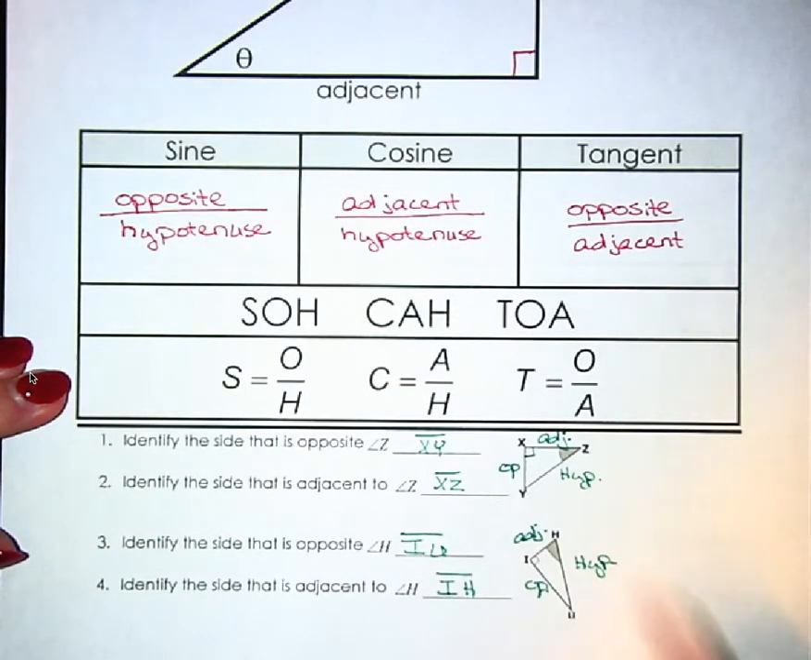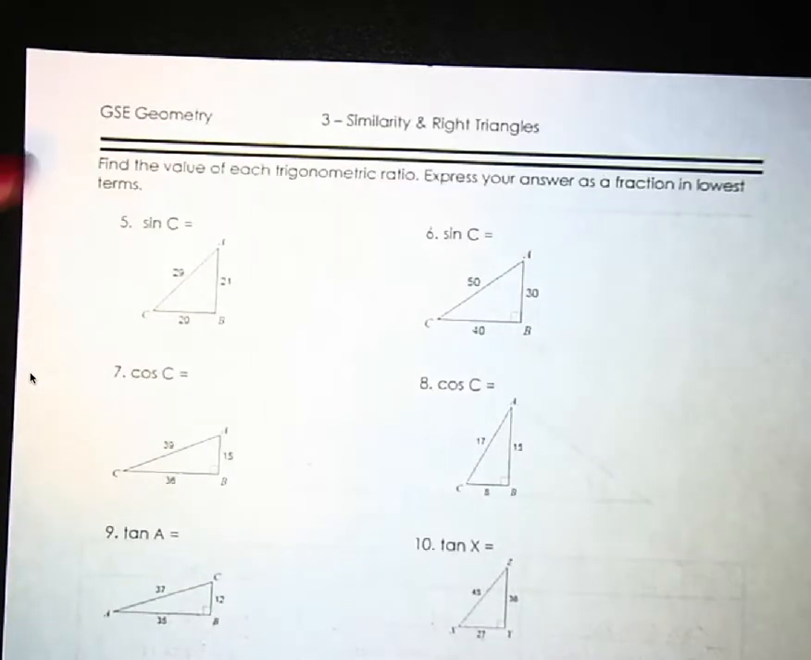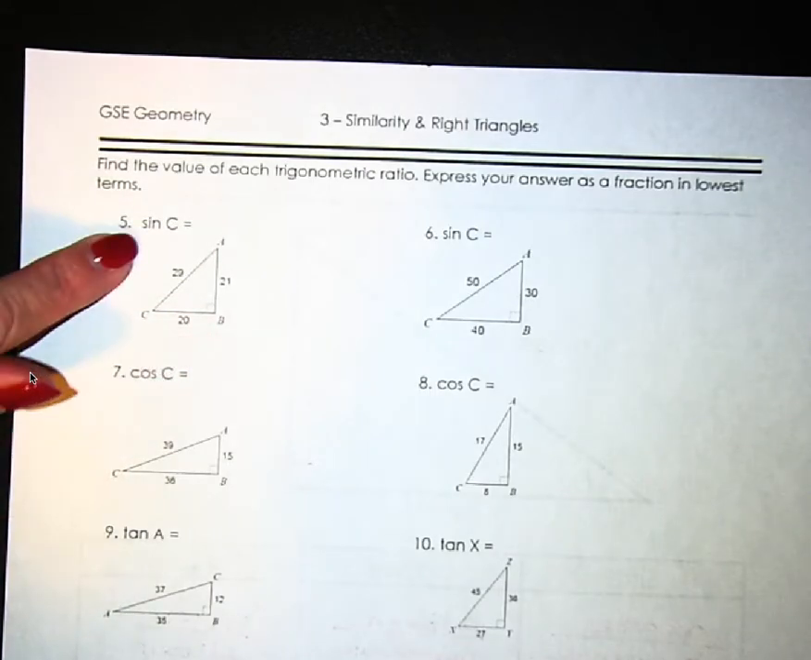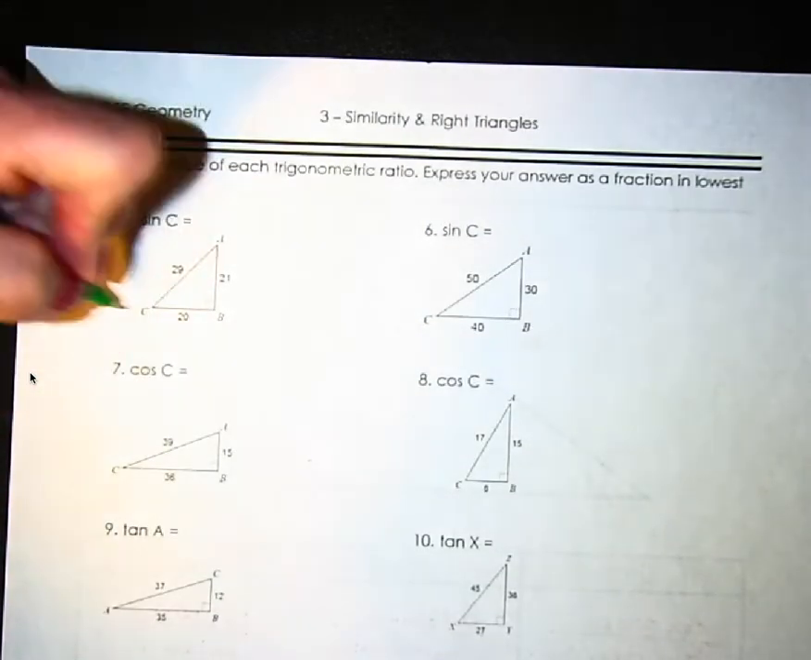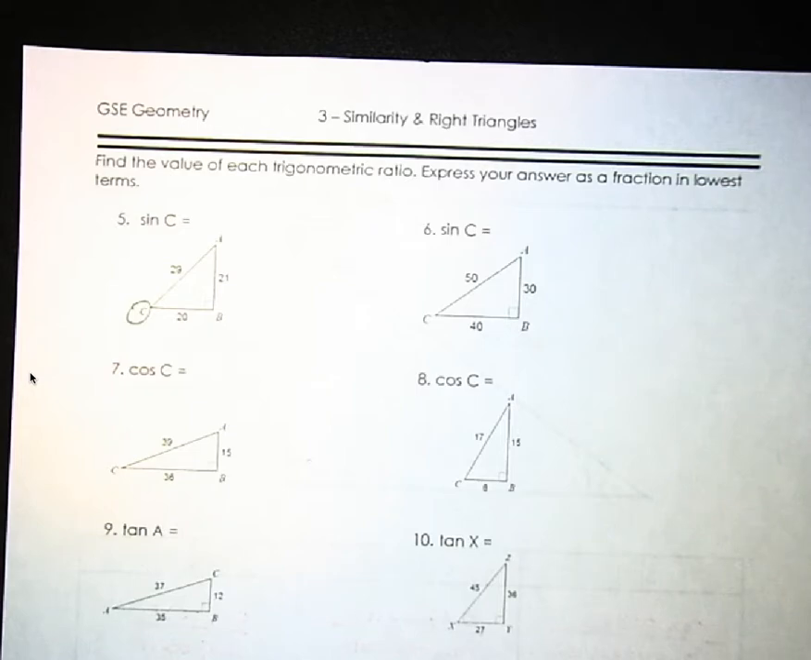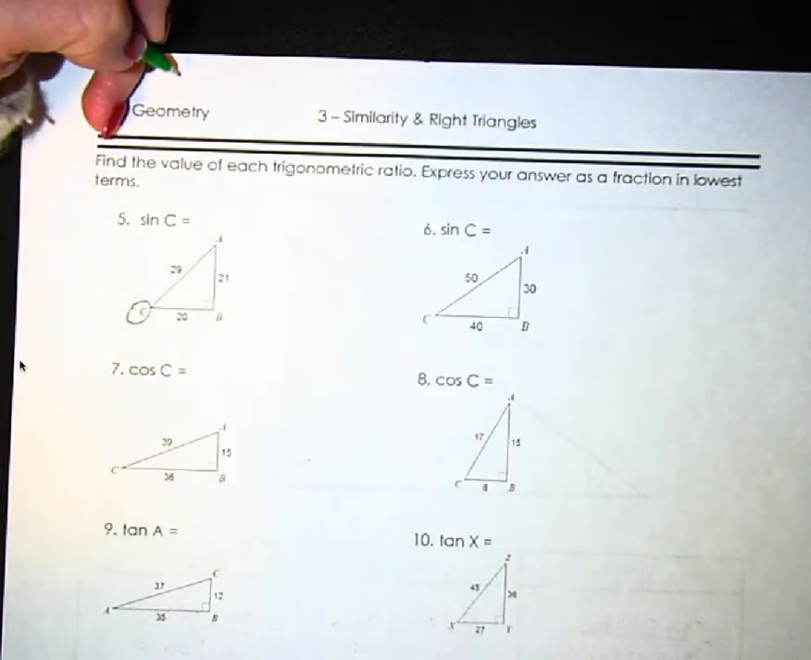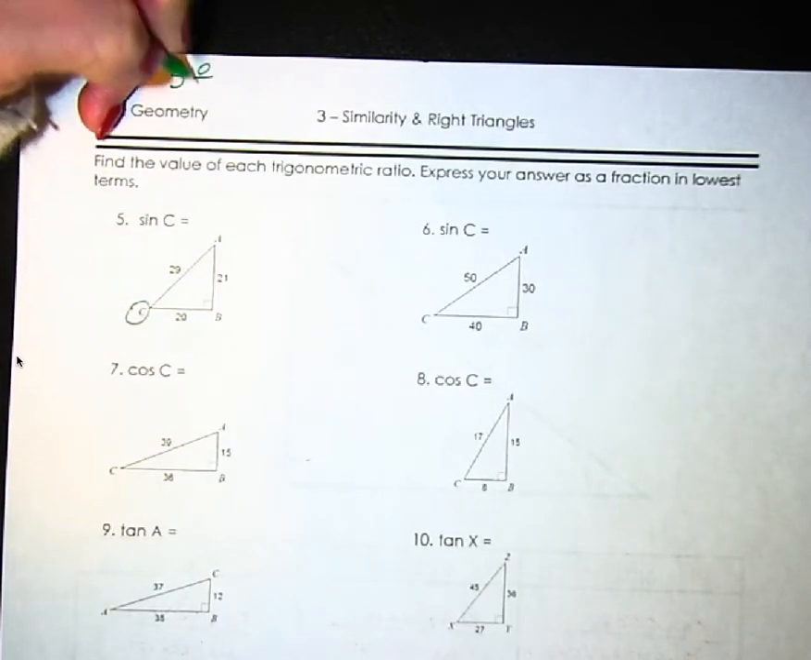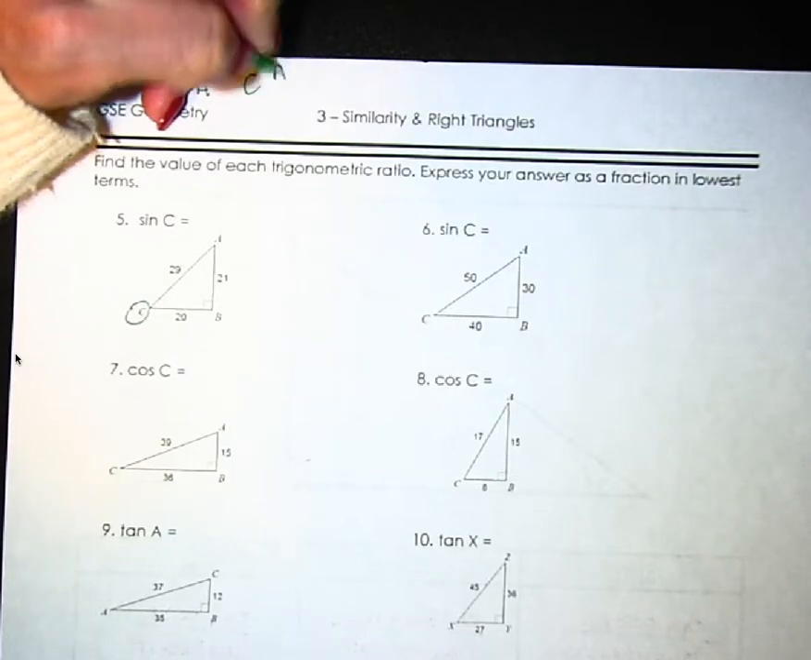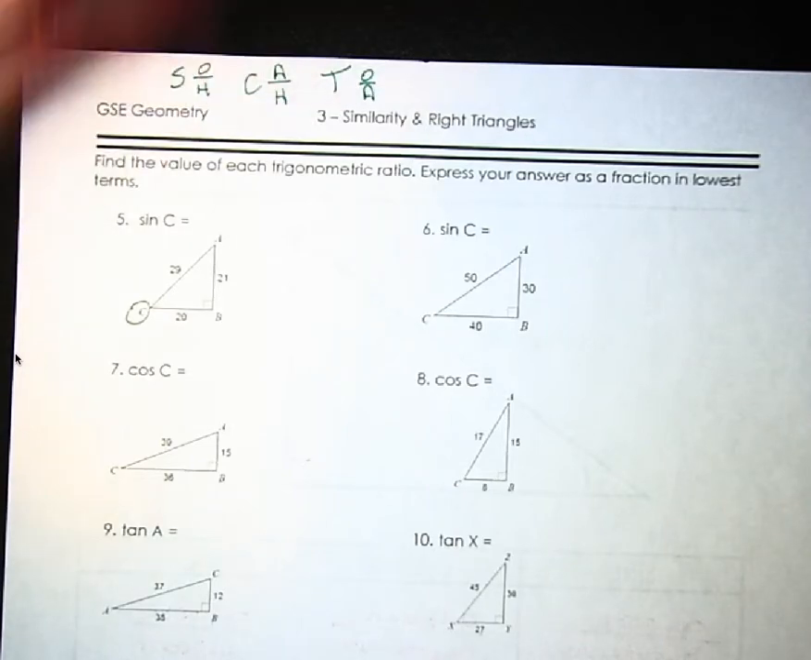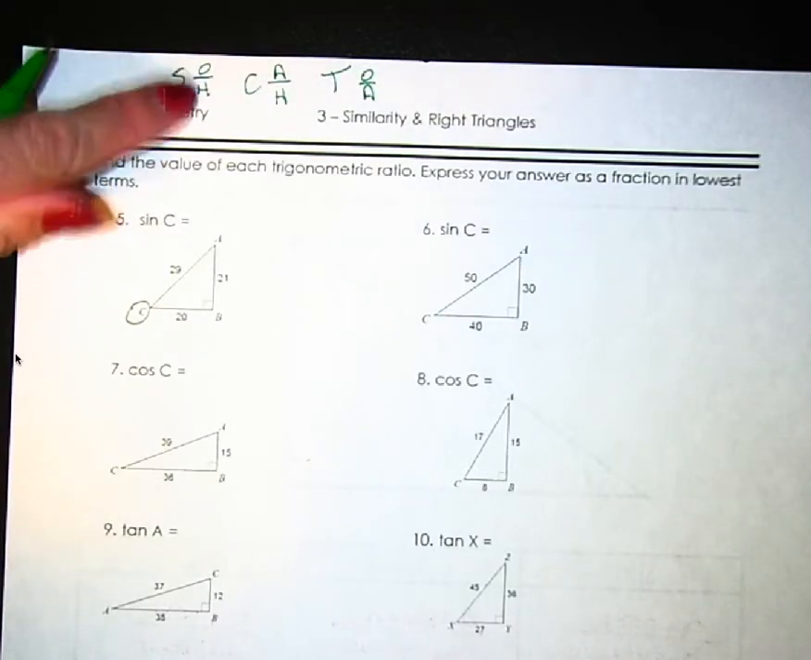All right, now let's look at some right triangles with some side measurements, and let's practice writing those ratios. So if I want the sine of C, I'm going to circle C. That's my reference angle. They could have told me A, but they told me C, so we're going to go from there. So if I want sine, remember SOHCAHTOA. Sine is opposite over hypotenuse.